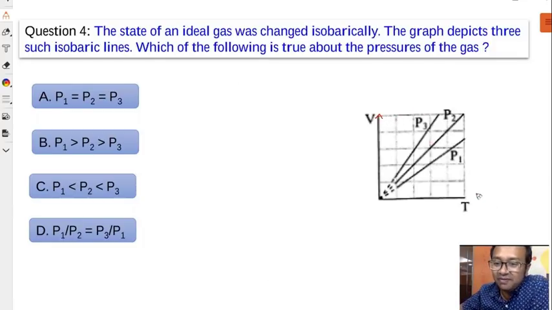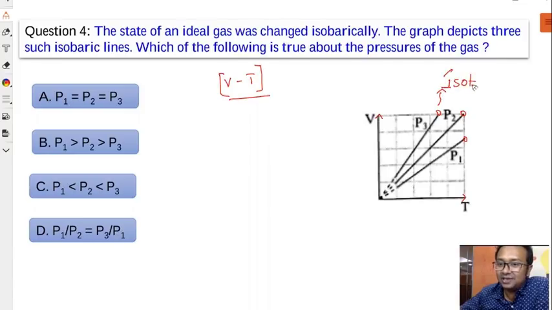Now, see, this is not a PV graph. Looking at graphs, it always sits in the mind that it's going to be a PV graph, but no, it's not a PV graph. It is actually your VT graph, volume versus temperature. Now here all these are isobars. This is one isobar, this is another isobar, this is another isobar. As the process goes along this line, the pressure is going to remain constant at that value. We need to find out the relation between these pressures, students.